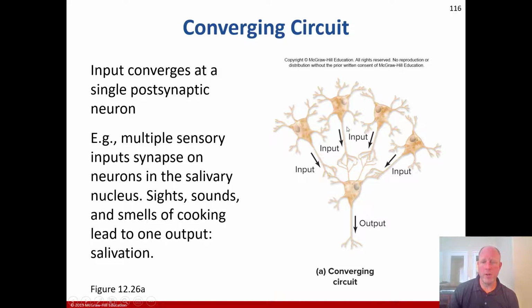So in this case, we have all of our input coming from our neurons here, and a postsynaptic neuron here getting output, traveling down its axon. We get a converging circuit with multiple neurons to one neuron. Input converges at a single postsynaptic neuron from several presynaptic neurons. So you get multiple sensory inputs at the synapse on the neurons in the salivary nucleus, as an example. Sights, sounds, and smells of cooking lead to one output, salivation. Okay, getting one response from all the different inputs.